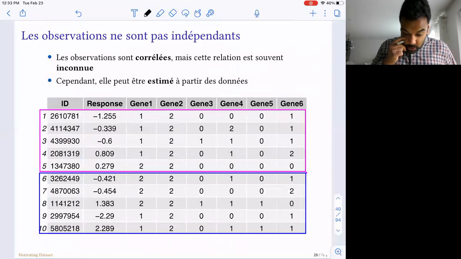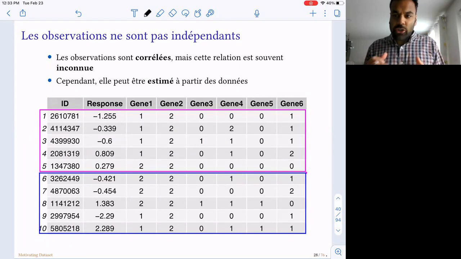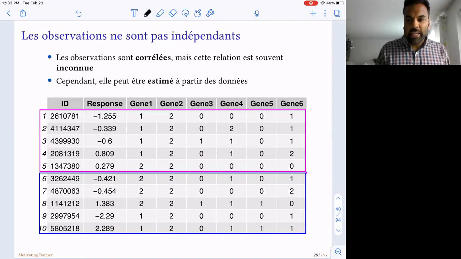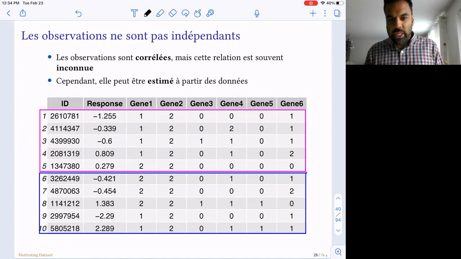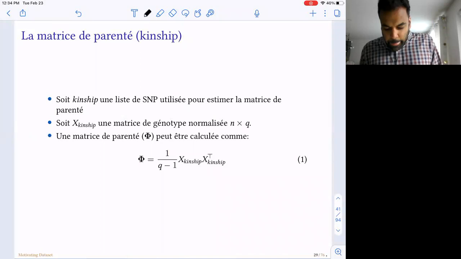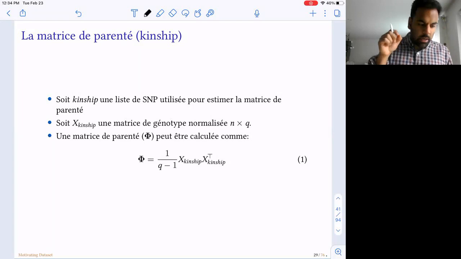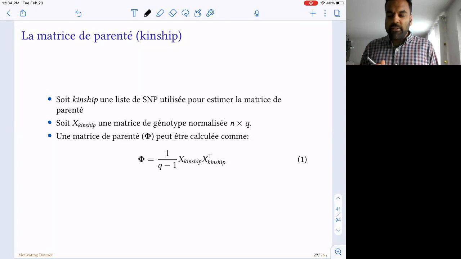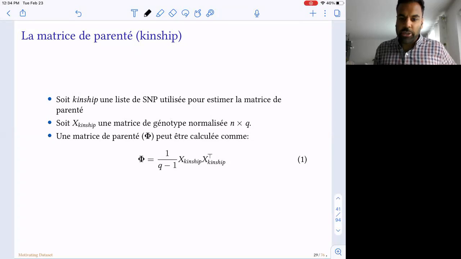So again, the problem here is that the observations are not independent. Fortunately, from genetic data, we can estimate this dependence between the observations, and the way we do that is using the so-called kinship matrix. You can almost see it as some sort of correlation between individuals, a covariance matrix, where each cell represents how correlated one individual is with another. And if you have this kinship matrix, you can account for this population structure.